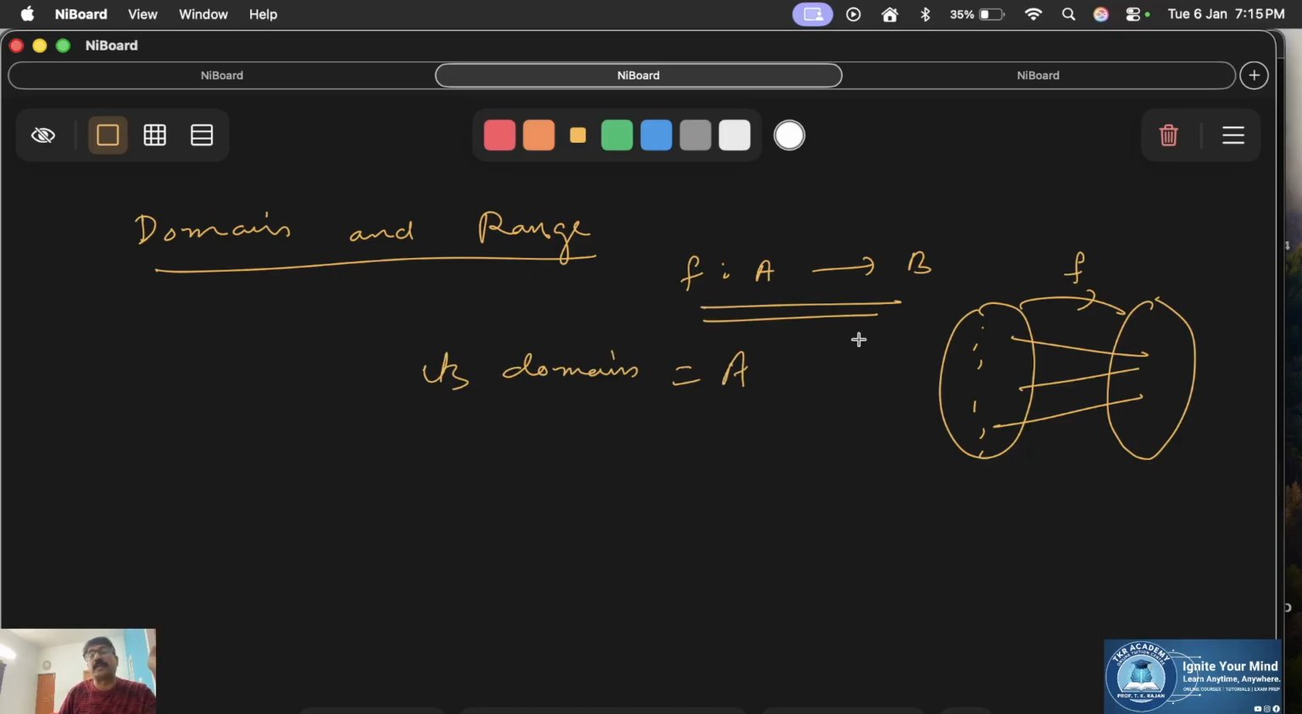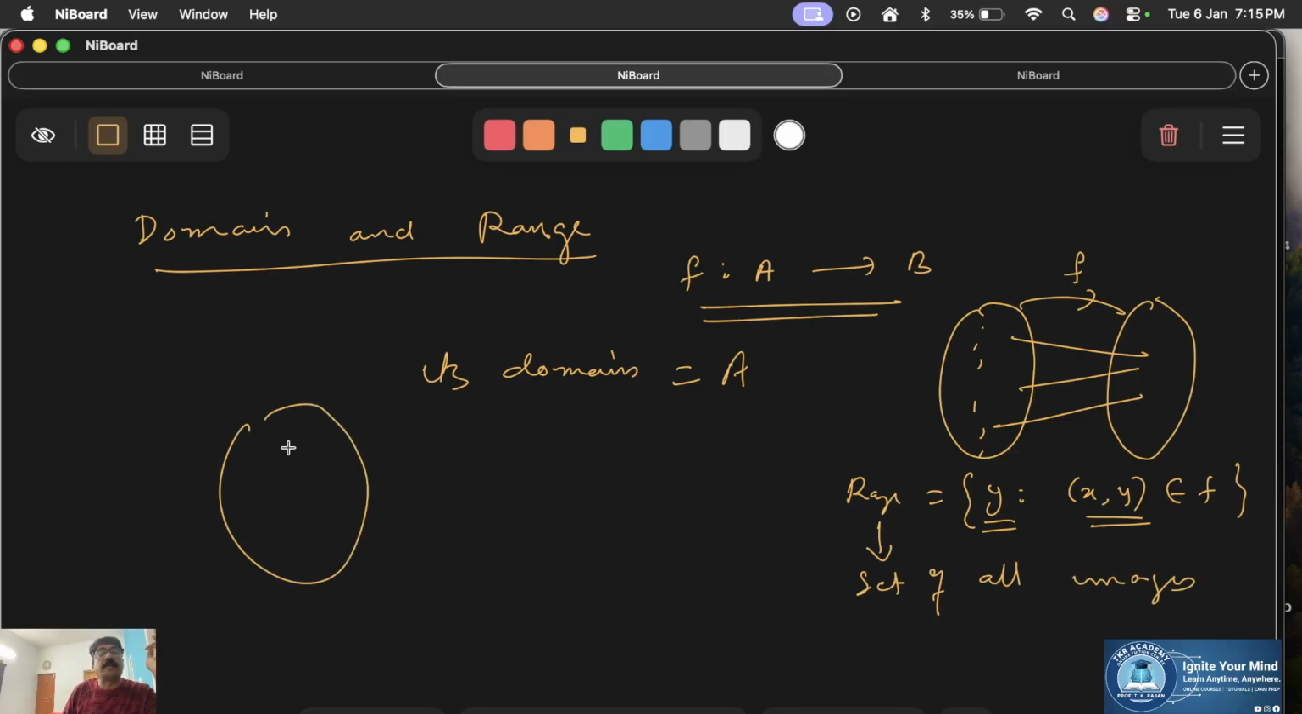Whereas the range of the function or relation is defined as the set of all y such that (x, y) is in that relation or f. This is the range. The range of a function is the set of all y such that (x, y) is in f. That is, the set of all the second elements of the pairs of f is the range, or the set of all images, you can say. The range is the set of all images.